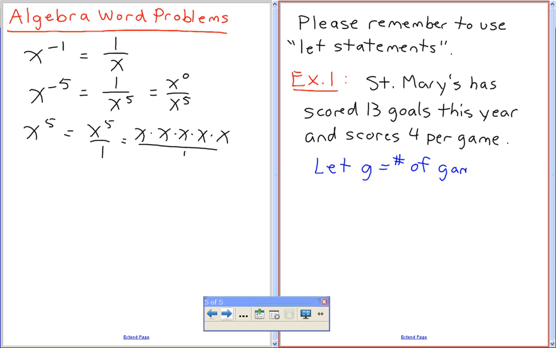Someone other than Tanner. How many games played? Number of games played or how many games played. What's the other thing that changes other than games? There's only one other thing. The amount of goals. I'm going to call N for number of goals.